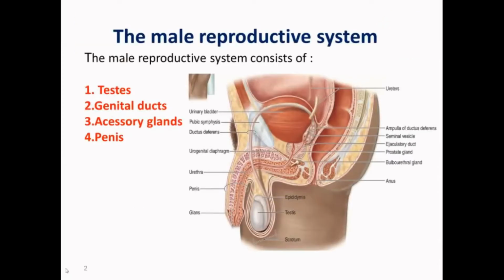The male reproductive system is divided into four main parts. First, the testes and the genital ducts that transport the sperms produced within the testes. And the accessory glands, which are three major glands: the seminal vesicles, the prostate gland, and the bulbourethral glands. And the last part is the penis.